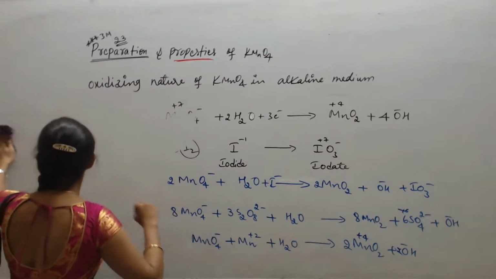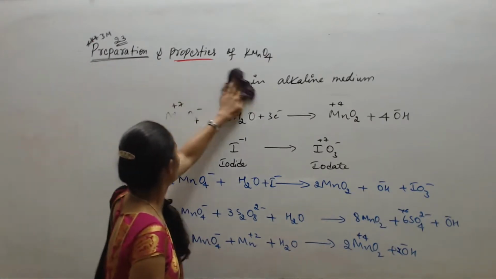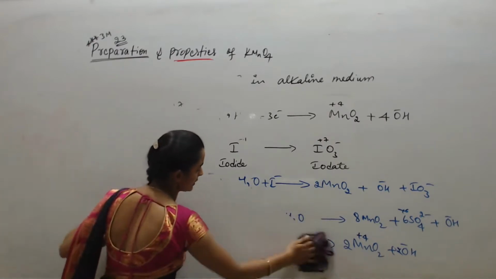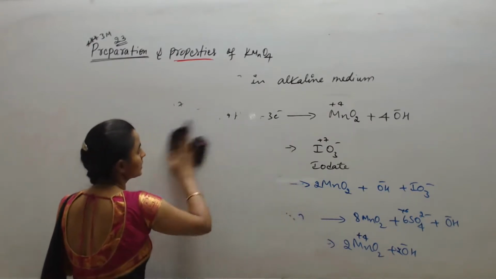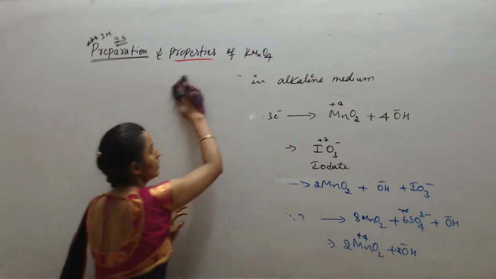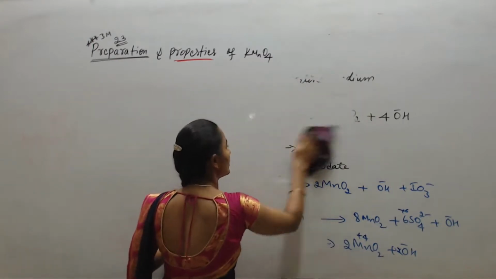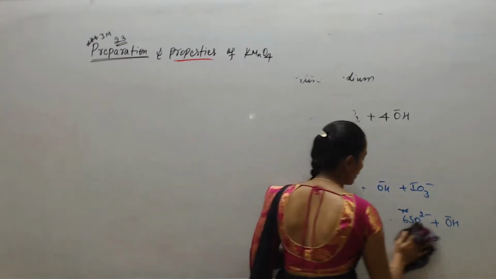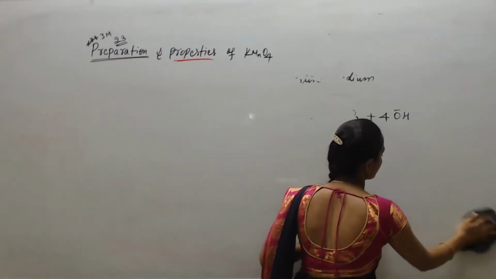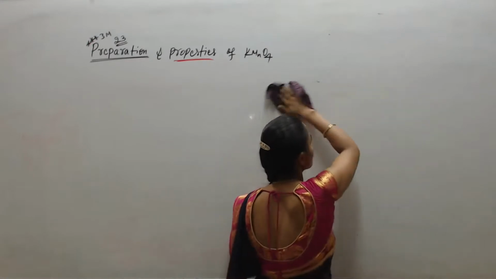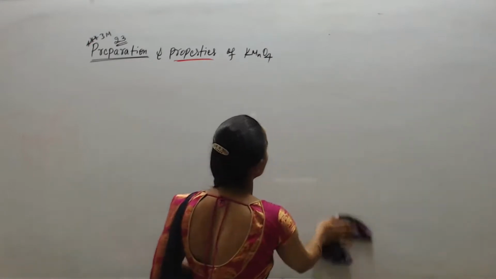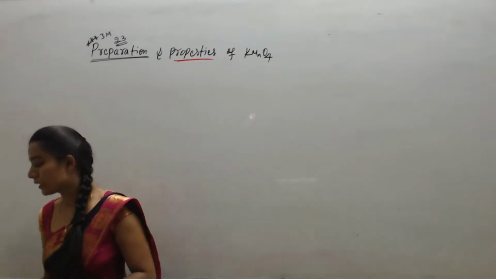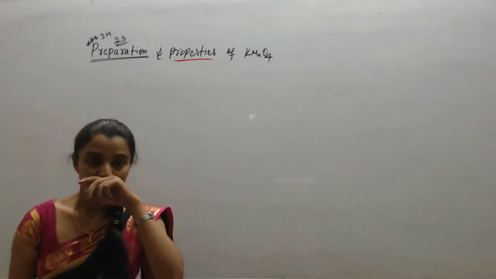Quantitative analysis, or laboratory methods for quantitative analysis. For example, by taking this KMnO4 as a titrant, we will react it with FeSO4, oxalic acid or any other, and then we will come to know how many moles or how many ml of 0.1 molar solution consumes how many moles of FeSO4. From that we will calculate the molarity of the respective solution.